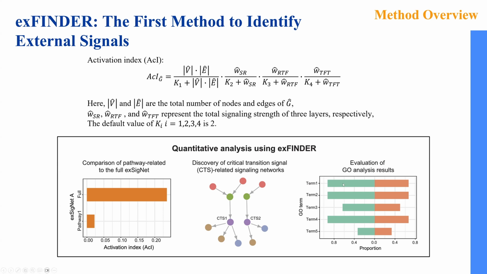So we can quantify, based on one network with multiple GO terms, which terms have the closest relationship to this network. We can rank them based on two different methods. So these are the main functions of exFINDER.